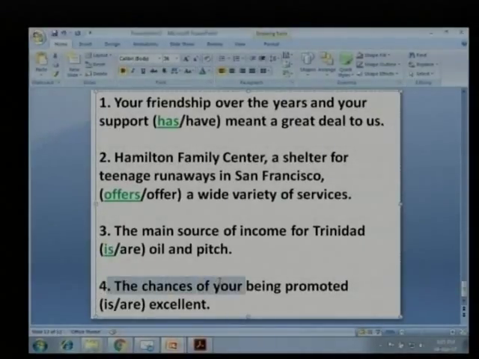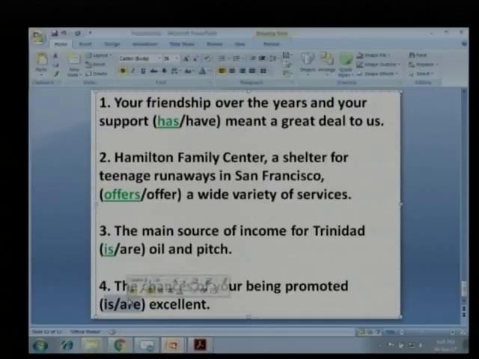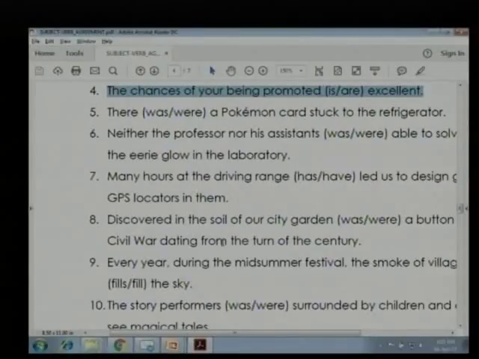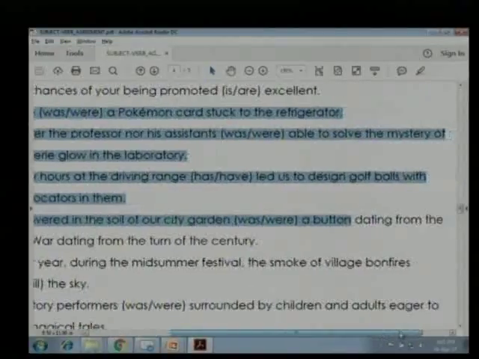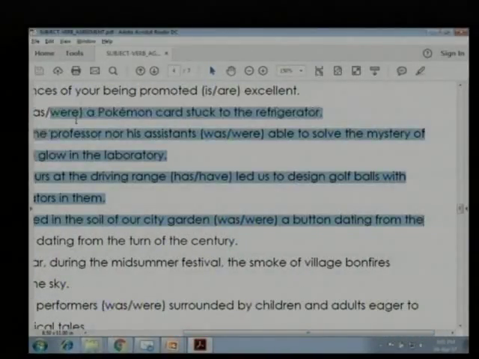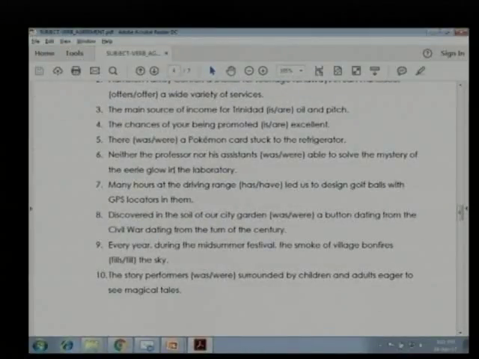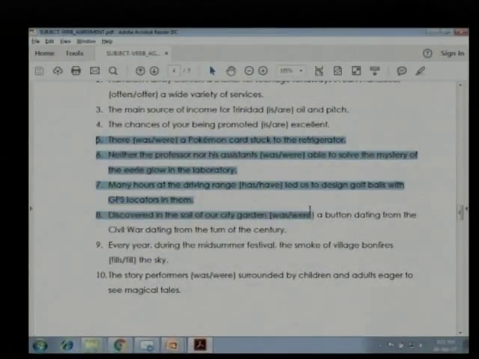The chances of your being promoted is or are excellent. Now chances is the subject. Since it is plural, you will pick are. Okay, so your verb will be in agreement with the subject. That is the point. Let's look at some more questions. I am picking 5 to 8. Okay, let me pick 5, 6 and 7.